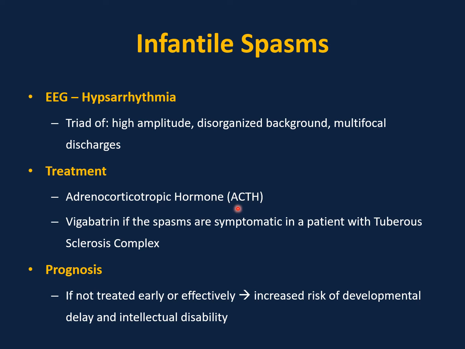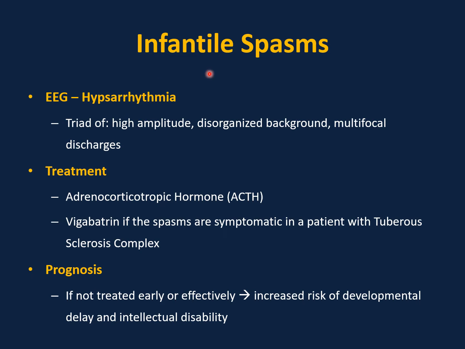ACTH is, you have to know that, extremely expensive. Vigabatrin if the spasms are symptomatic in a patient with tuberous sclerosis. So the drug of choice for a patient with tuberous sclerosis is vigabatrin. Prognosis, if not treated early or effectively, this increases the risk of developmental delay and intellectual disability.